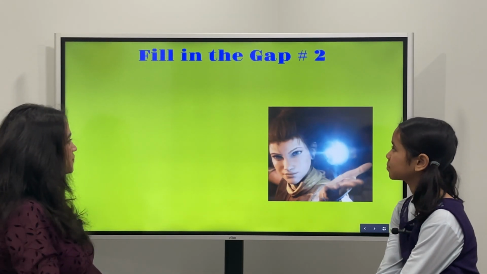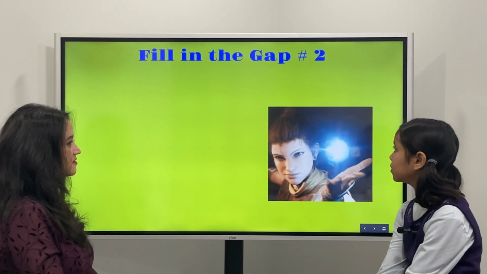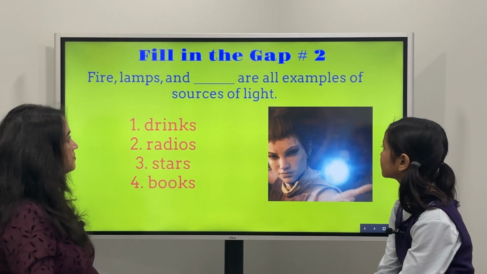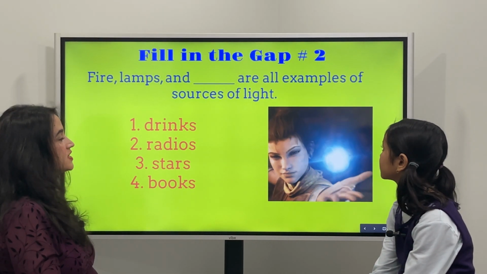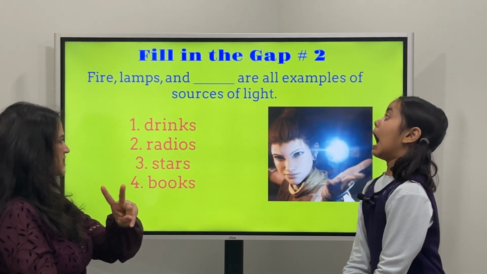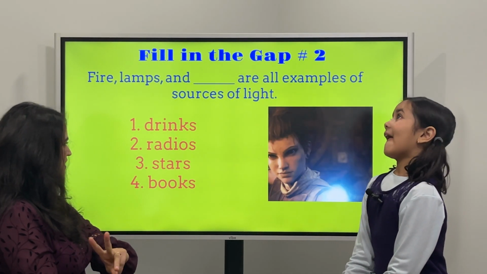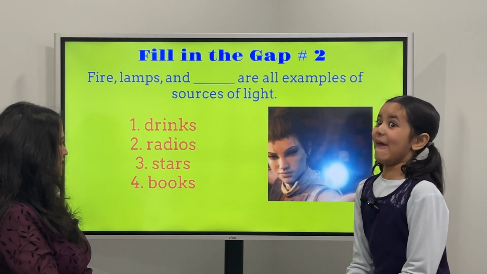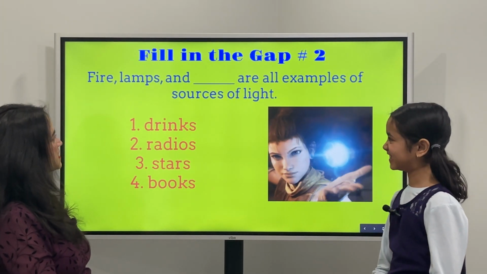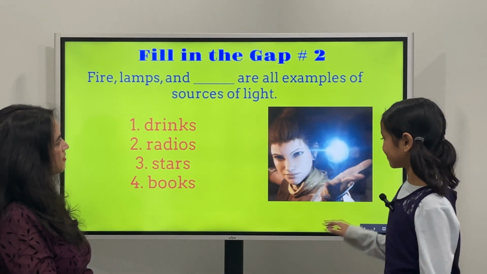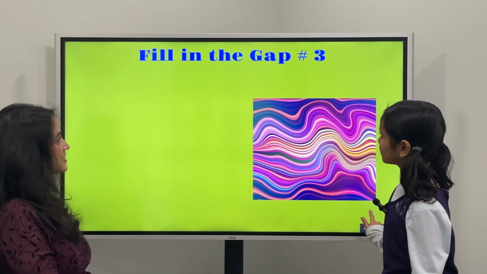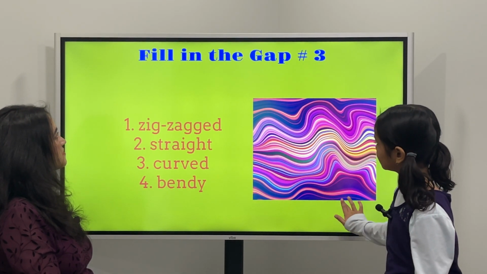Number 2. Fire, lamps, and blank are all examples of sources of light. Number 1, drinks. Number 2, radios. Number 3, stars. And number 4, books. Stars. Fire, lamps, and stars are all examples of sources of light. I believe that too. Good, the stars.